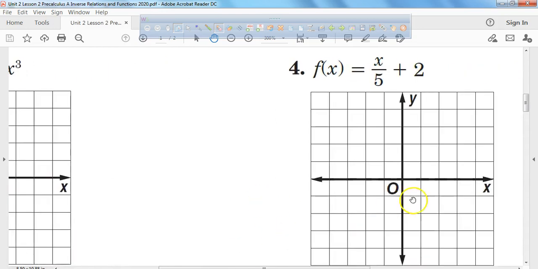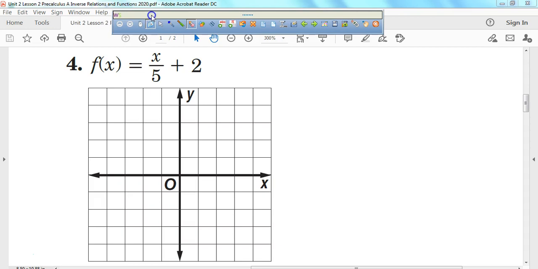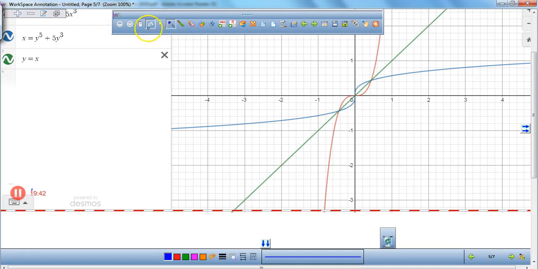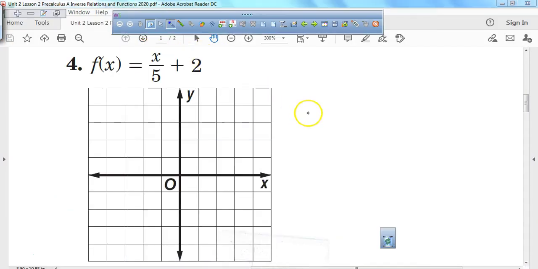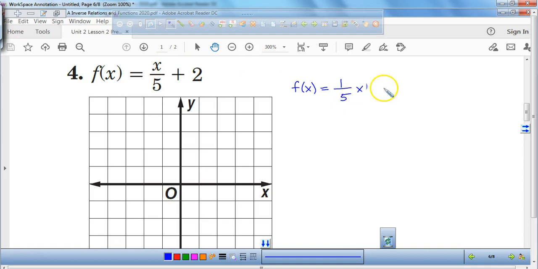Now the last one we're going to do is very, very, very common. It's a linear function. You definitely need to know how to solve for the inverse of a linear function. So what we're going to do is go ahead and graph this one. It's very, very easy to graph, so we're going to just graph it by hand. It won't take that long. We're going to say f of x equals, except instead of x over 5, I want you to put 1/5 of x plus 2. All right, and here's your slope. It's 1 over 5. Here's your y-intercept 2.